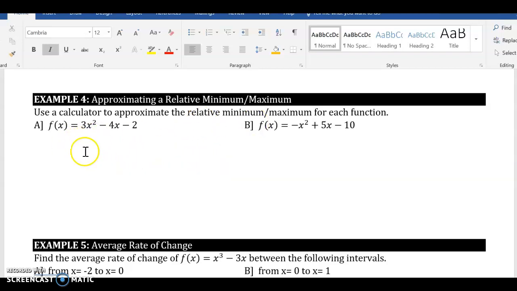So relative minimum, well, relative maximum. So for this, I'm going to say no relative min or max.